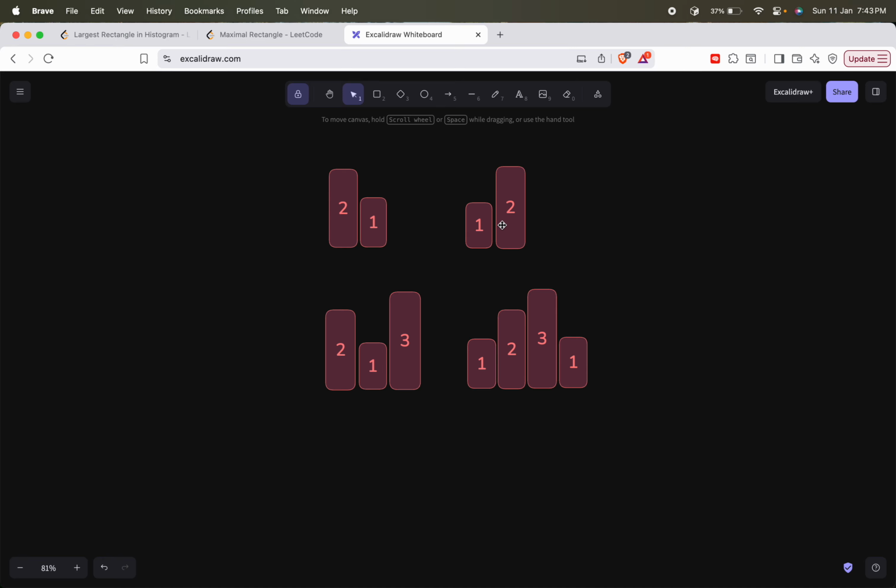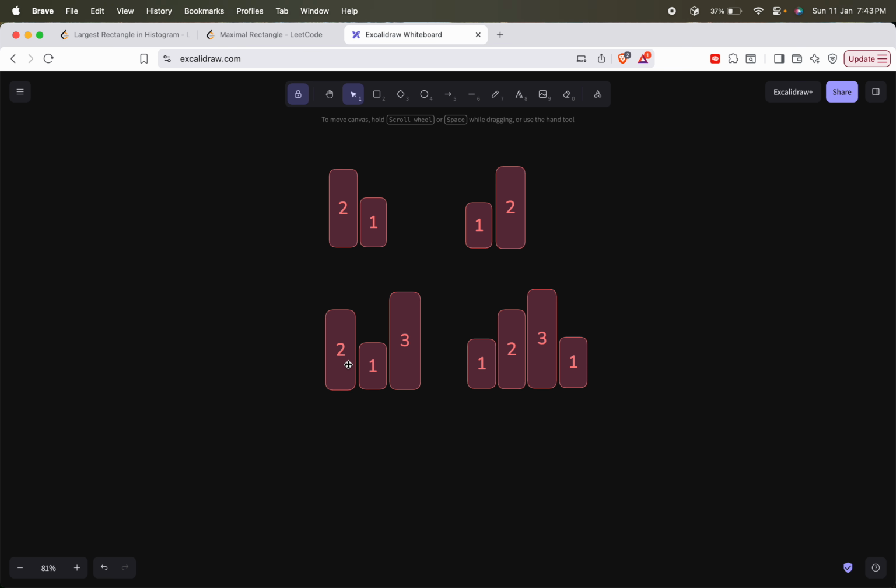Okay, so let's also consider this, 1 followed by 2. If you see 1 followed by 2, that means 1 can be extended towards its right, so this will still be part of our considering space. But 2 can also be extended. We don't know what will come towards its right. Depending on whether it's a larger bar or a smaller bar, we will take an action.